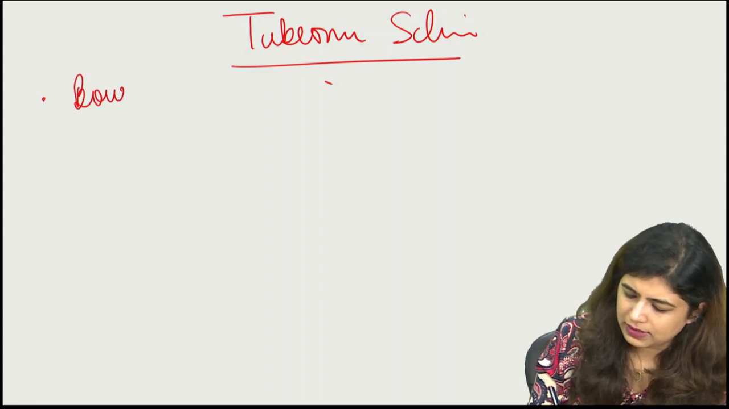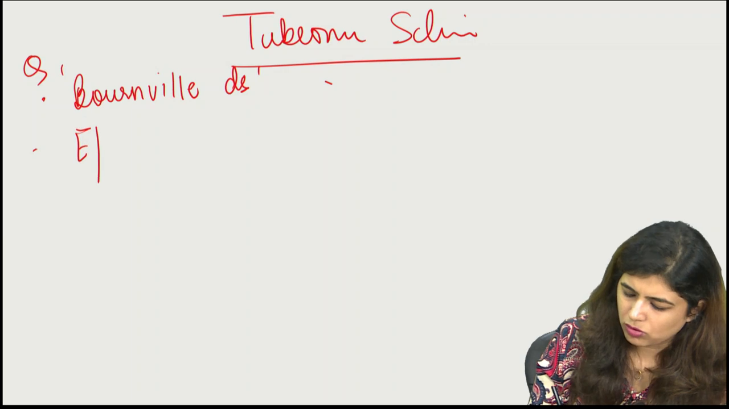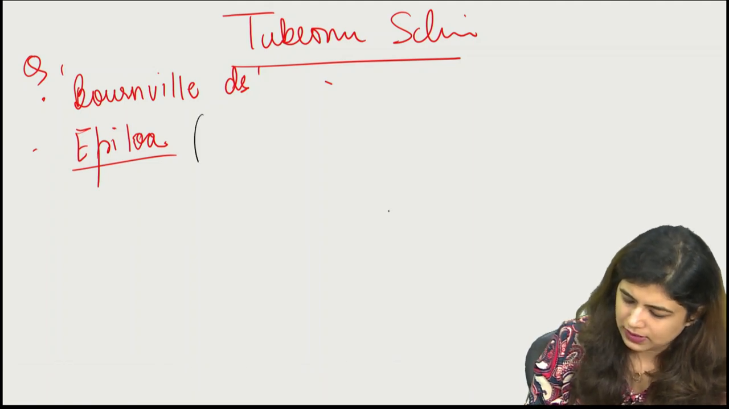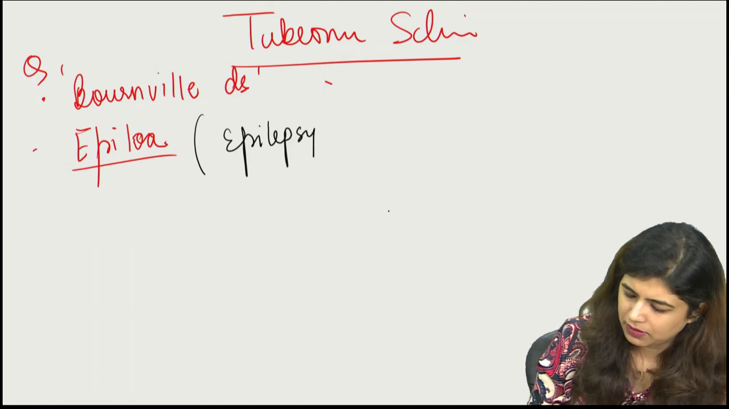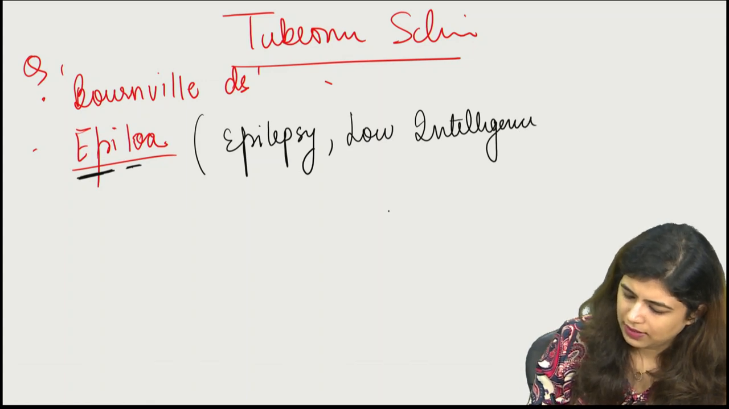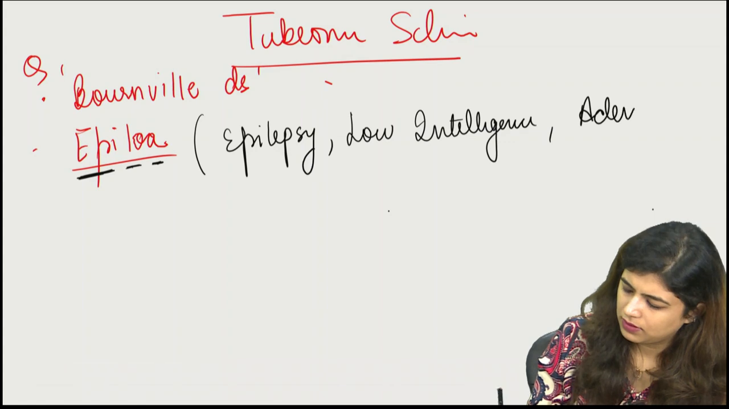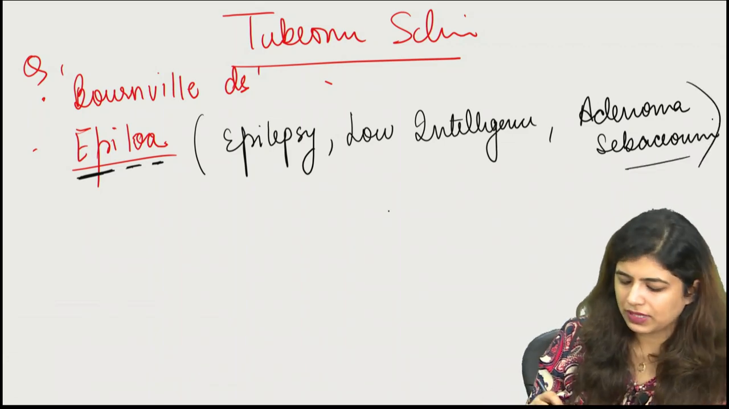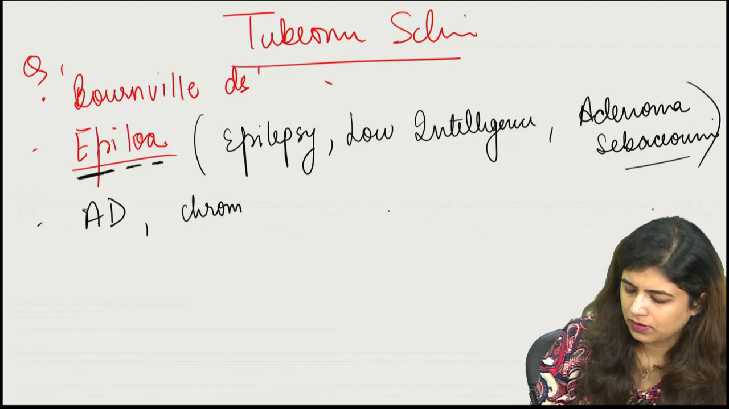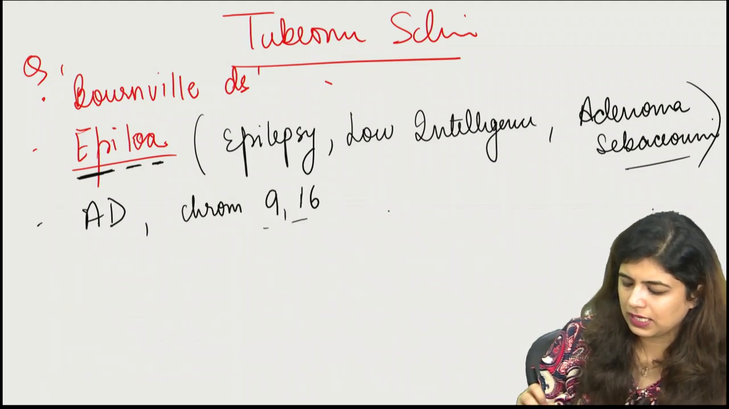This is also called Bourneville disease, important. It is also called EPILOIA. Why is this called EPILOIA? Because this is a triad of epilepsy, which is EPI, then LO, which is low intelligence, and the third, A, is for adenoma sebaceum. So this is a triad of these three findings. It is an autosomal dominant disorder where the defect is on chromosome 9 and 16. Okay.